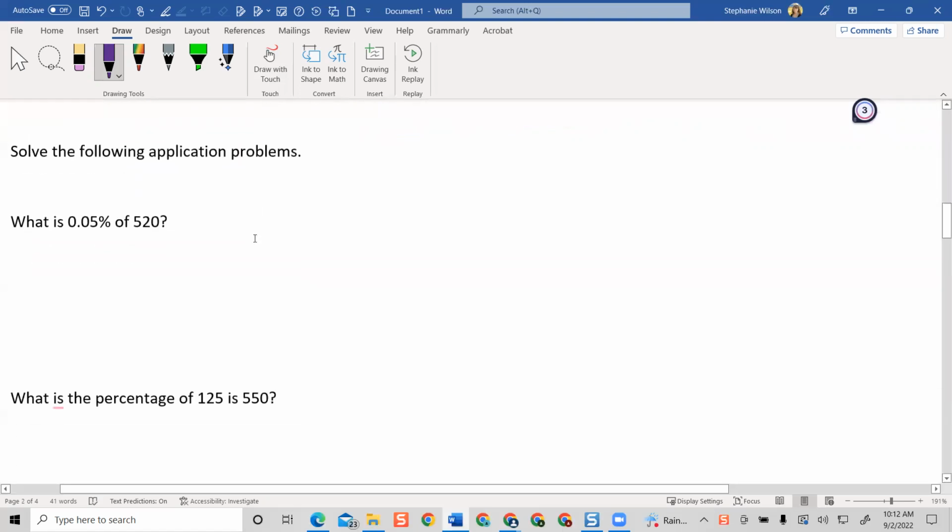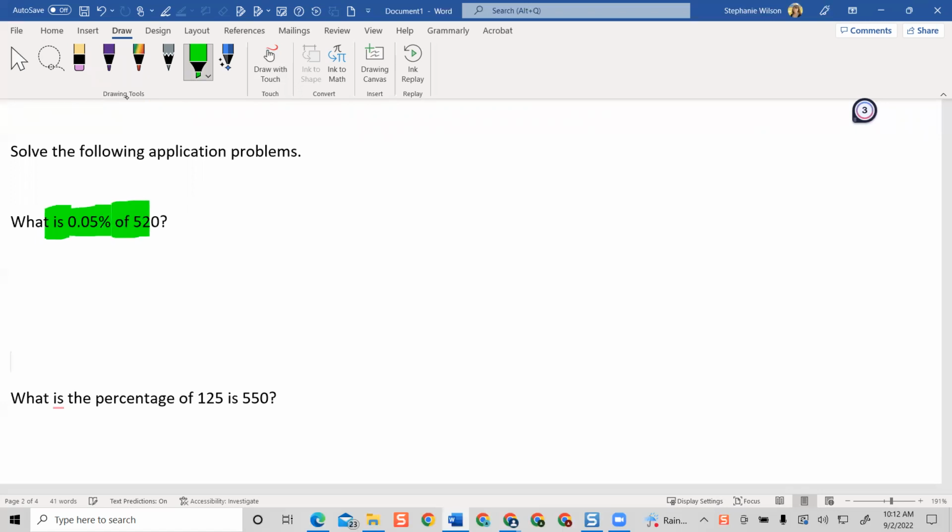Now let's solve this application problem here. It says, what is 0.5% of 520? So what I'm going to do is call what X. You can call it Y, you can call it whatever you want. Is means equal. Bring down the 0.05%. Of means multiply 520. You can use parentheses or a dot, whichever you want.